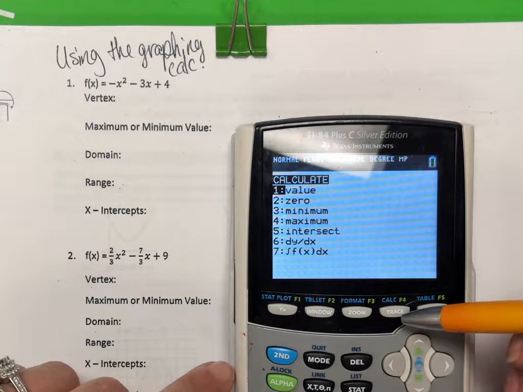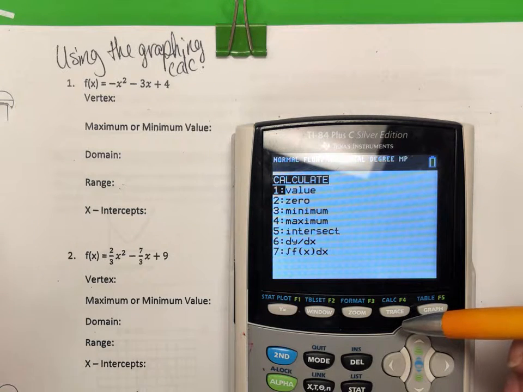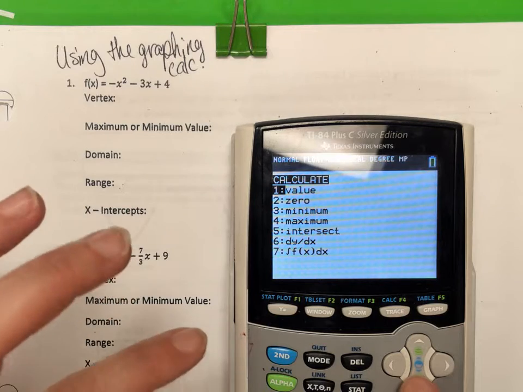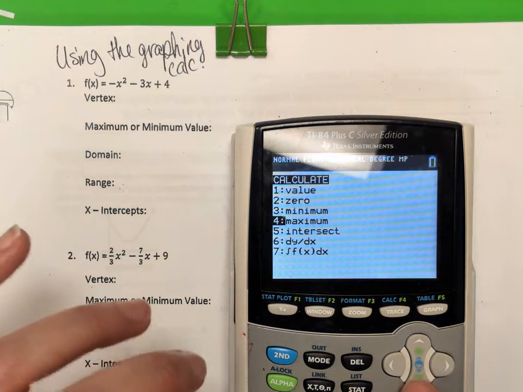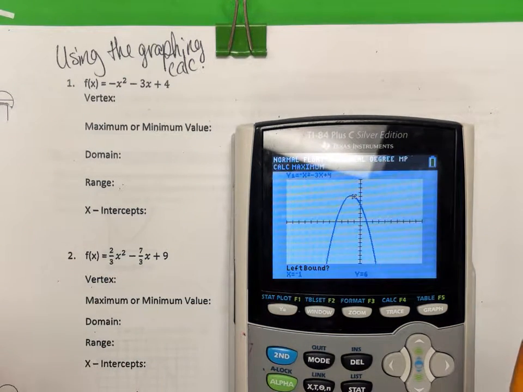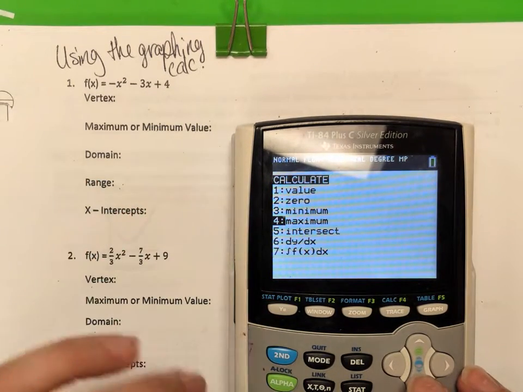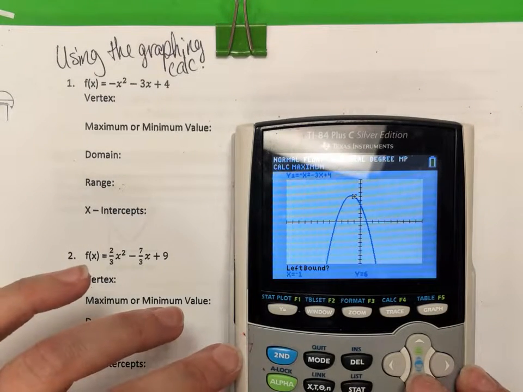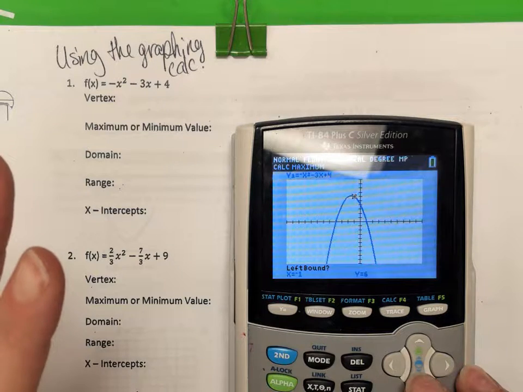All right, so what was that? Was it a minimum or a maximum? Was it at the top of my graph or the bottom? It's at the top. So you can either scroll down and hit enter, or you can just hit the number 4. Either one will do it for you. It's a maximum, so you scroll down to 4 and hit enter. All right, don't hit any buttons. It'll be a little different. It's okay.